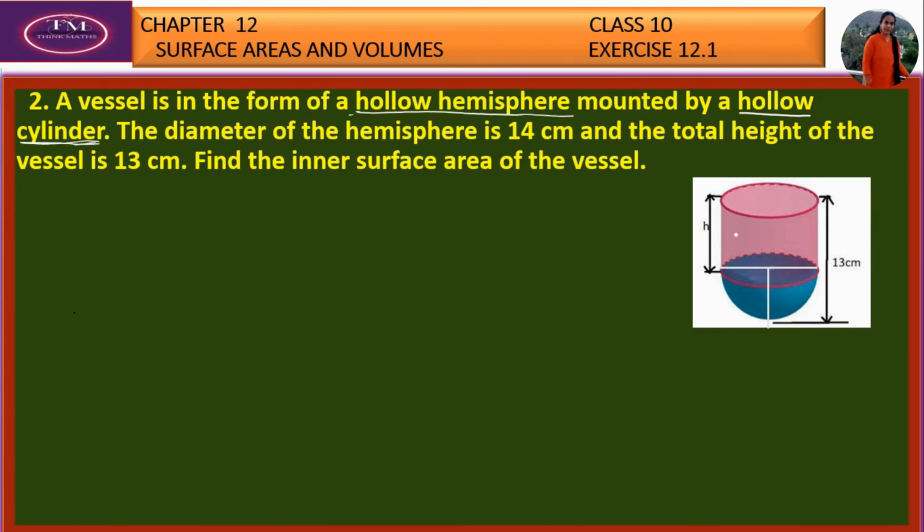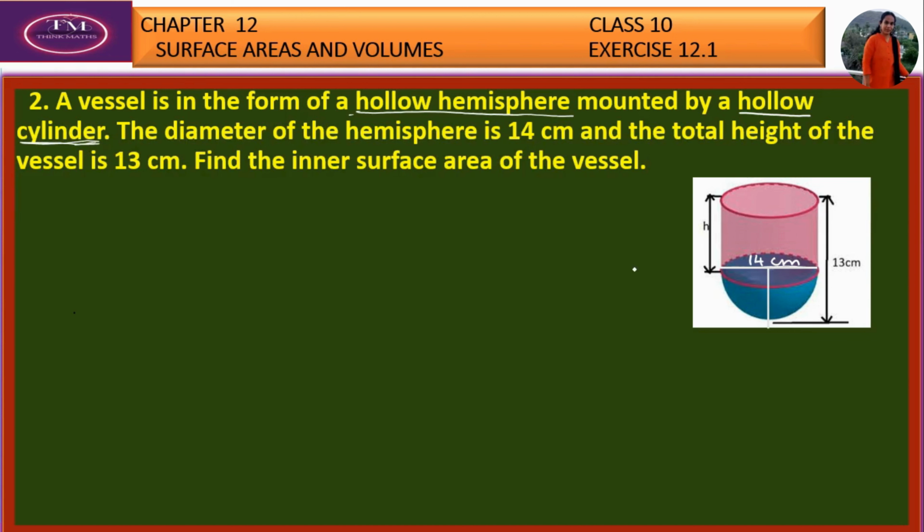So what are the data given? The diameter of the hemisphere. So this diameter is 14 centimeter. So the diameter of the hemisphere is 14 centimeter and the total height of the vessel is 13 centimeter. So these are the data given. We have to find out the inner surface area of this vessel.